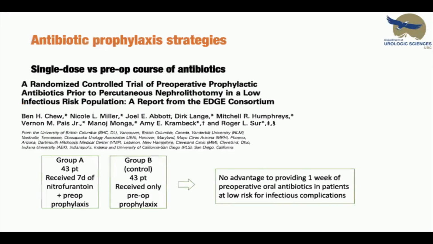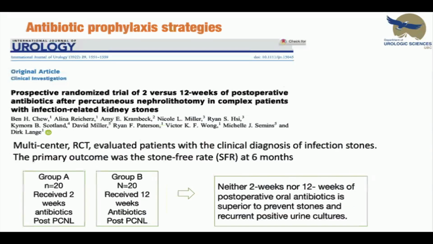This is a randomized controlled trial, with patients divided into two groups. Group A, 43 patients, received 7 days of nitrofurantoin or a culture-based antibiotic plus preoperative prophylaxis. Group B received only preoperative prophylaxis, and no advantage was found in providing 1 week of preoperative oral antibiotic in patients at low risk of infectious complication. So from these two studies, no advantage of prolonged antibiotic prophylaxis in low-risk patients.